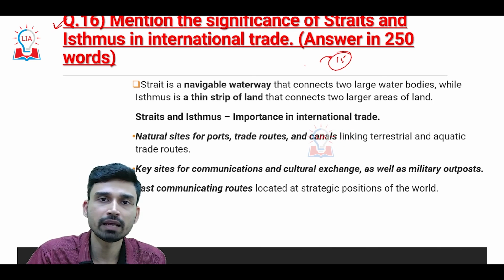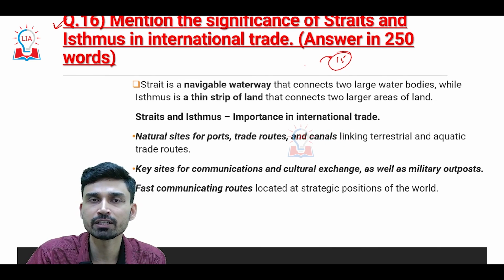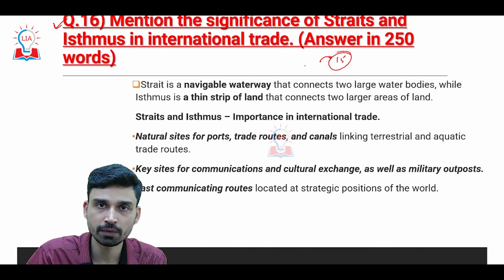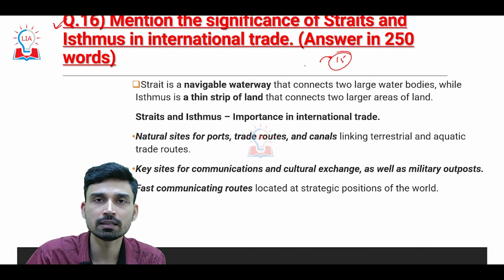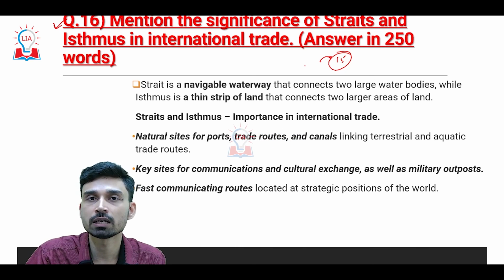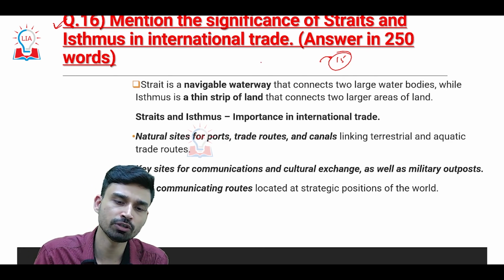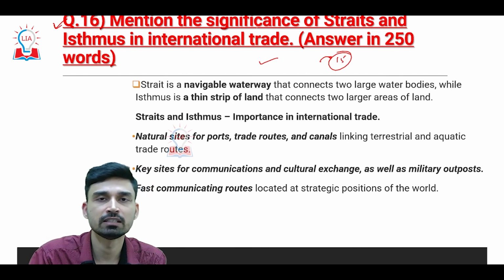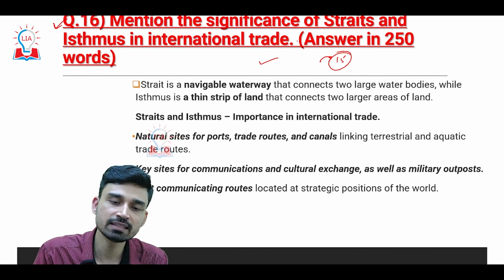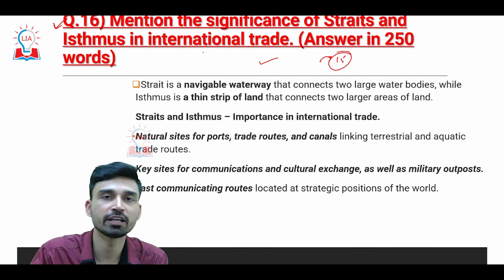Apart from that, recently we have had a war-like or conflict-like situation developing in the Taiwan Strait. We also have the China-India tussle that pays attention to the Strait of Malacca. Because of these varied geopolitical regions, this question has been asked, and it is straightforward: mention the significance of straits and isthmuses in international trade.